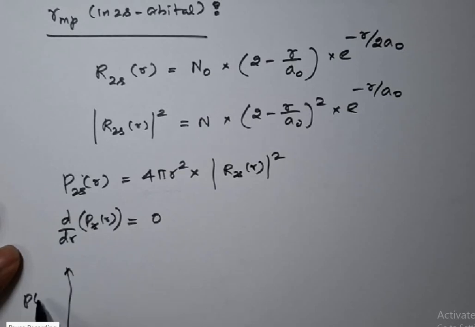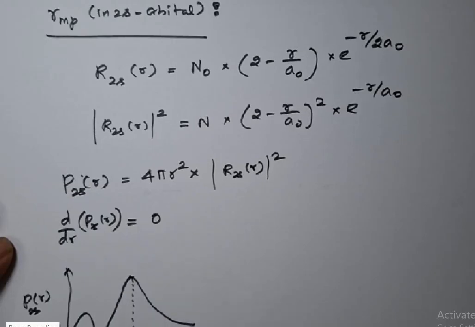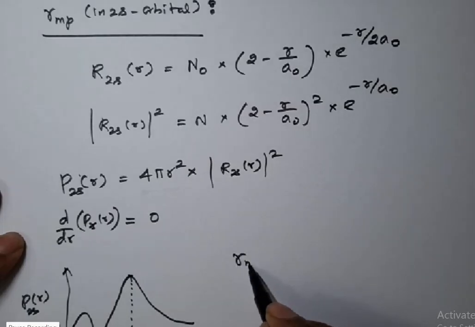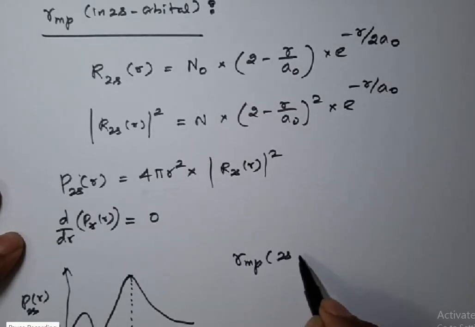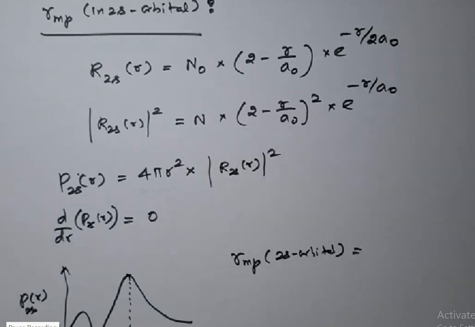See, we plot probability for the 2s orbital versus r. First, we get a small maxima, a small peak. Then we'll get another peak which goes like this, and this is the maximum. This gives you the most probable position of finding the electron. And what is this value actually? RMP, RMP for the 2s orbital. RMP for an electron present in the 2s orbital is equal to, listen.